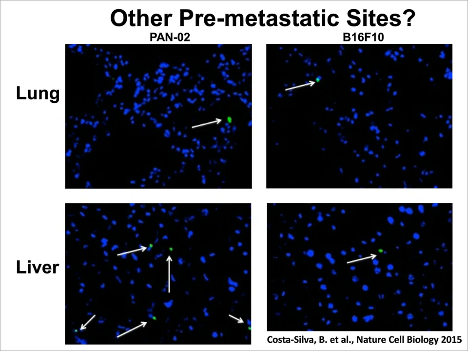Indicating, do exosomes really prepare metastases as opposed to tumor cells preparing metastases? This is initial evidence that the exosomes are actually preparing for future metastases. And this goes against all dogma. All scientists believe predominantly that tumor cells dictate their own fate and dictate metastases.